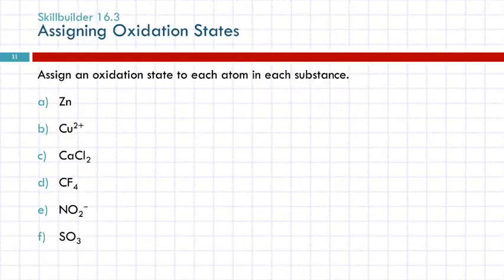Okay, let's do some examples. So here we've got zinc. This is an element. Does it have a charge? No. The oxidation state then is going to be what? 0. Here we have copper 2 ion.